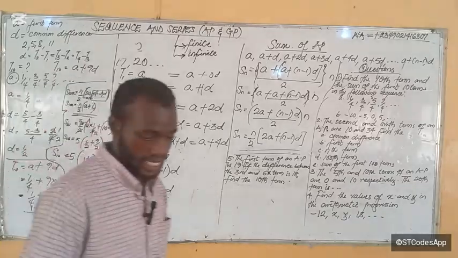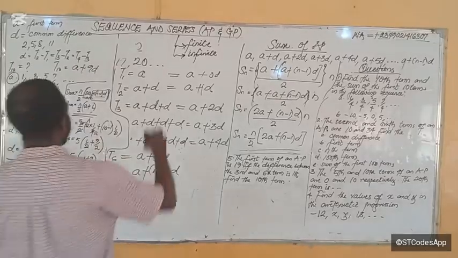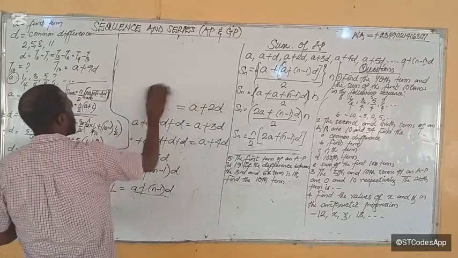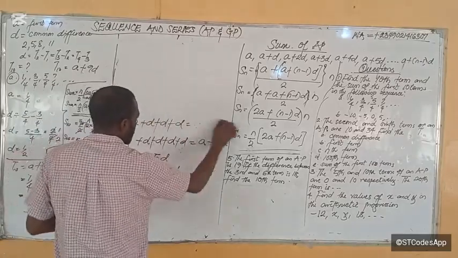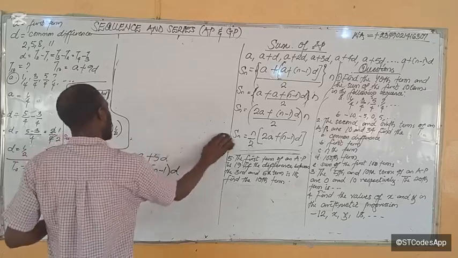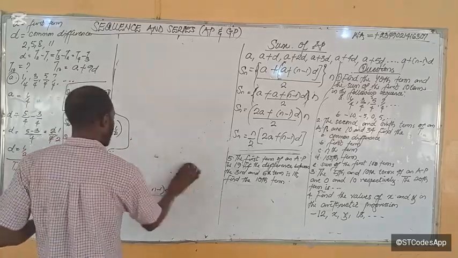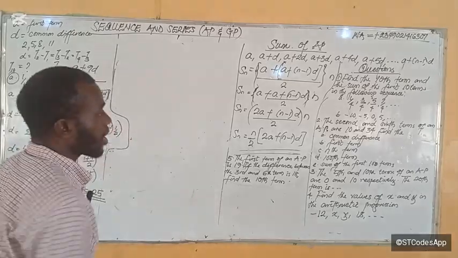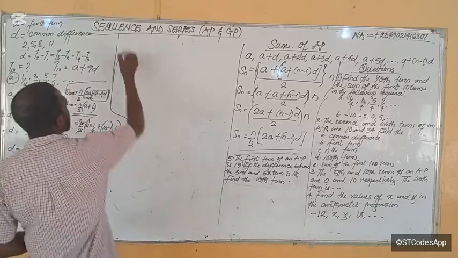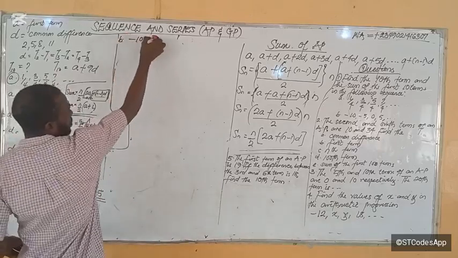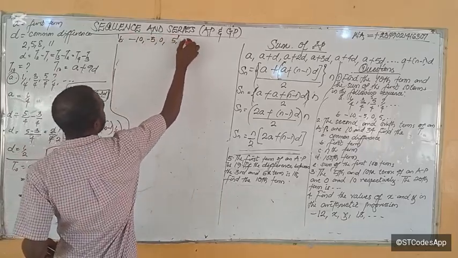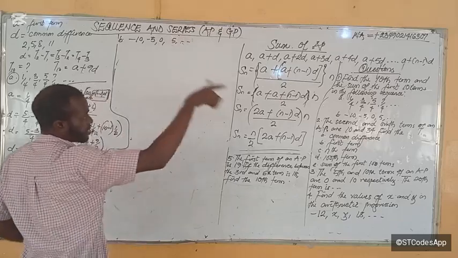How about the second one there? So this is a finite series, okay? We know the number of terms we have to find. So it's a finite series. So look at this now. The B part says for the sequence minus 10, minus 5, 0, 5, we should find the 10th term.